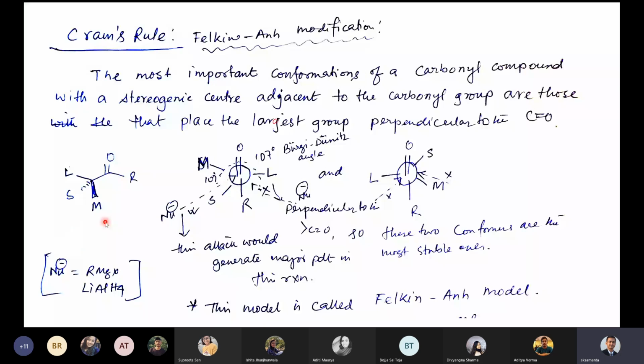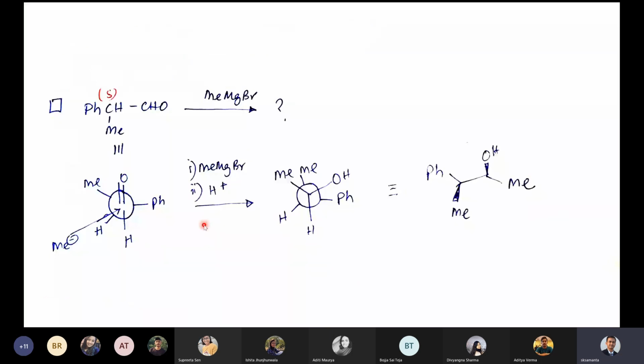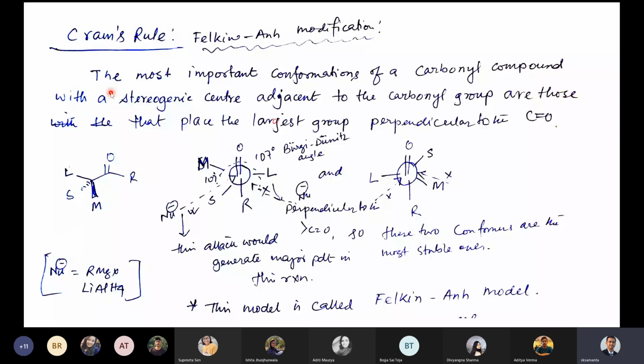So let's say what I said here is phenyl, methyl, and hydrogen. Phenyl is your large, methyl is your medium, hydrogen is your small, correct? And the carbon center stereochemistry is S. S means what? It has to be anti-clockwise, the priority sequence. Now, this L is phenyl, this M is methyl, and this S is hydrogen.